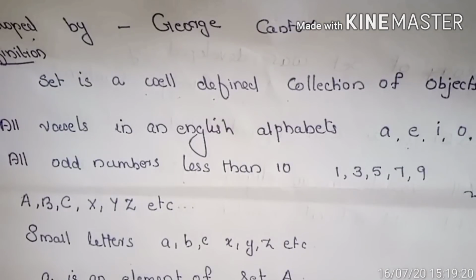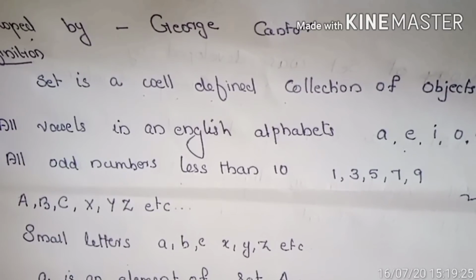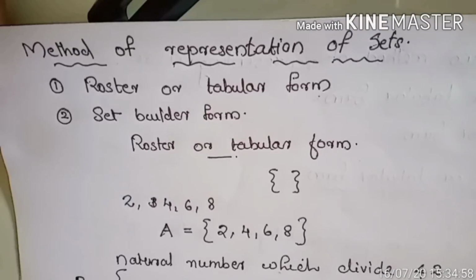I explain one more time. A set is a well-defined collection of objects. Example, all vowels in the English alphabet: A, E, I, O, U. And the other example, all odd numbers less than 10, that is 1, 3, 5, 7, 9. These are the examples of a set. For representing a set, we use capital letters, and the elements of the set are usually small letters.